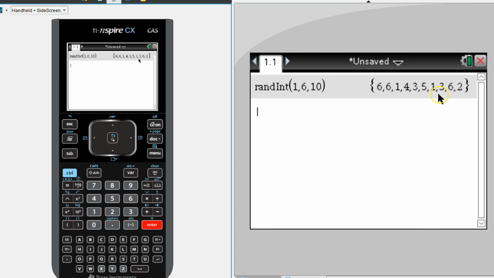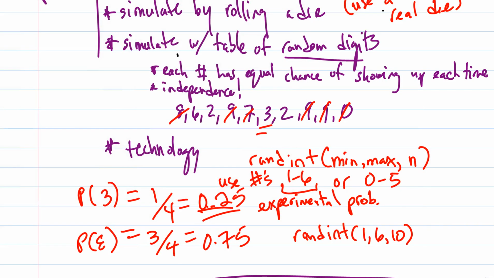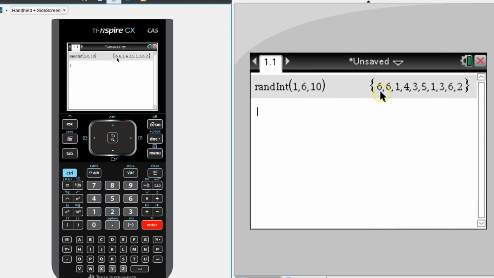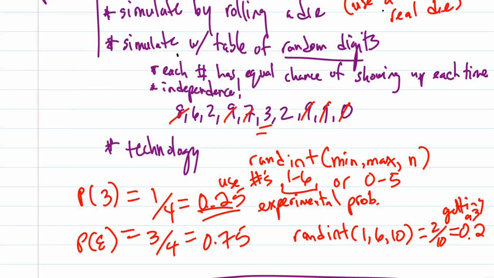So what is our experimental probability on this list of getting a 3? Well, I see 2 3s out of the 10. So this would be 2 out of 10, or 0.2. That's for getting a 3. If I did even, remember this should be 50% in theory. Well, there are 1, 2, 3, 4, 5. Awesome. So that would be 5 out of 10, or 0.5 for an even.